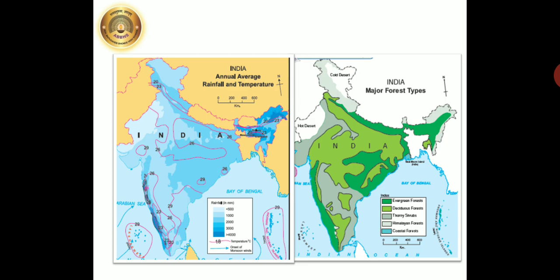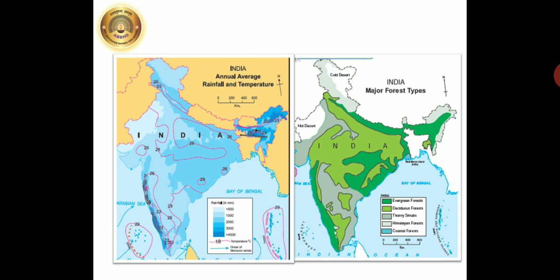Observe these maps. The annual average rainfall and temperature map is related to the major forest types. Here in this isopleth map, we can find the highest rainfall receiving regions of India. Now compare these two maps. The same regions in the next map show the evergreen forest. Here the darkest shade shows rainfall above 2000 millimeters, resulting in evergreen forest.